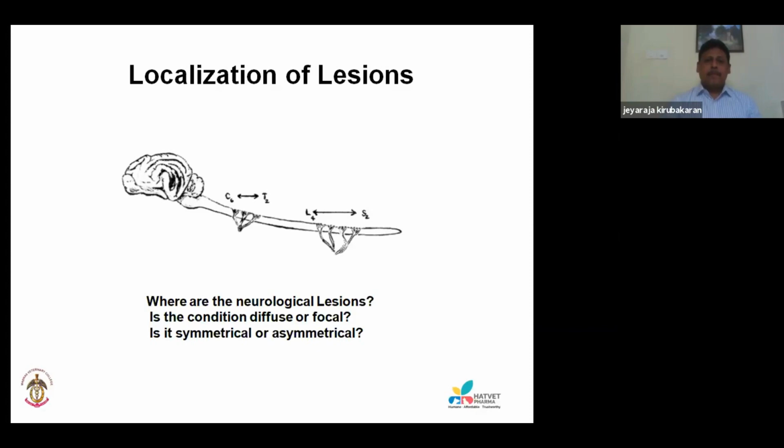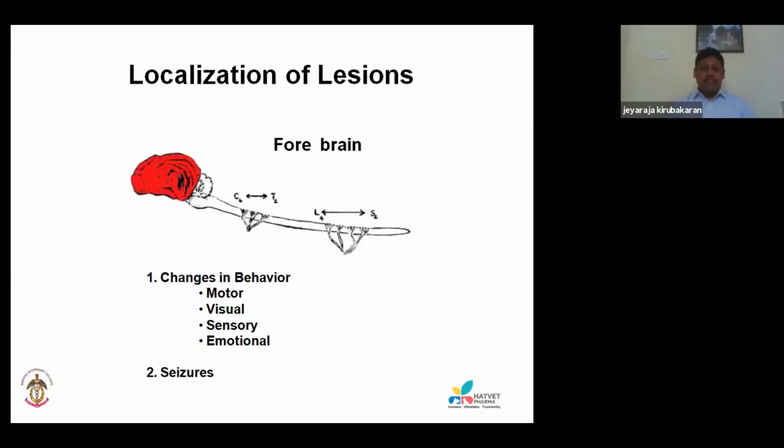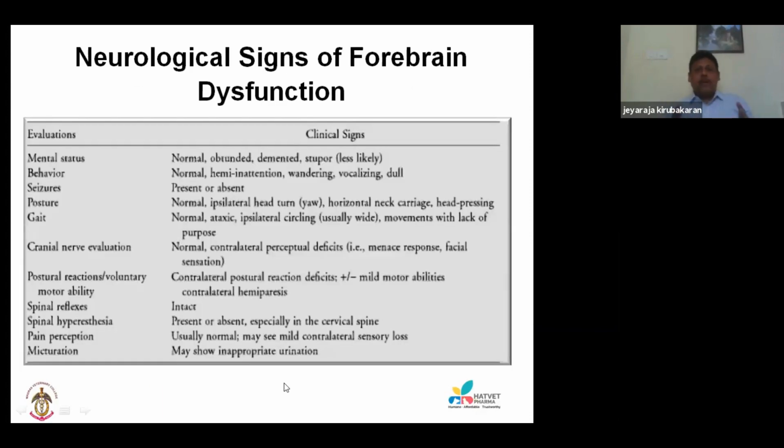Okay. Suppose it is a forebrain lesion, then you see changes in the behavior. Either it can be motor, visual, sensory, or emotional. And the other important sign will be seizures. Okay. So coming to the neurological signs you see in case of forebrain involvement, you will have a mental status from normal to obtunded to demented to stupor. Not so common. These are some of the changes, especially in case of space occupying lesions of the forebrain, or in case of any inflammatory disease or a degenerative immune-mediated disease of the forebrain.